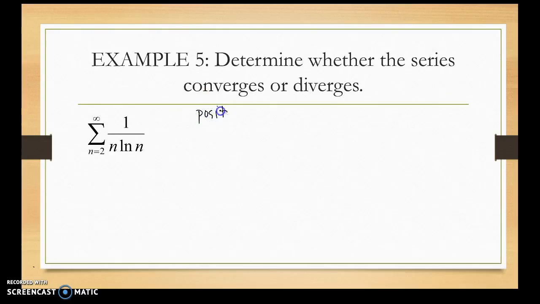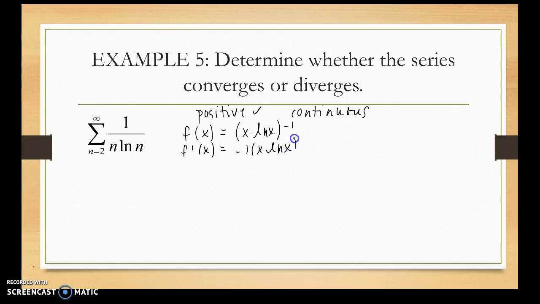Okay, all my terms are positive. My function is continuous. Now let's look at the derivative. So if I write f of x as x times the ln of x to the -1, my derivative, the derivative of the inside will take the power rule. So product rule: first times the derivative of the second plus second times the derivative of the first.